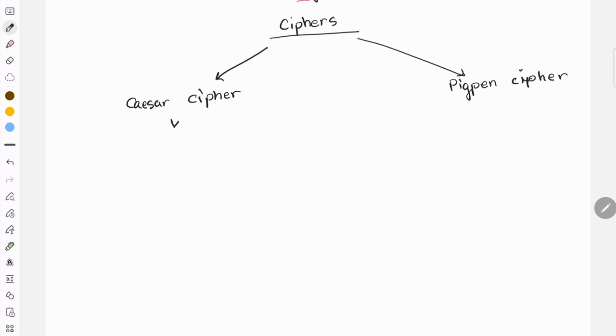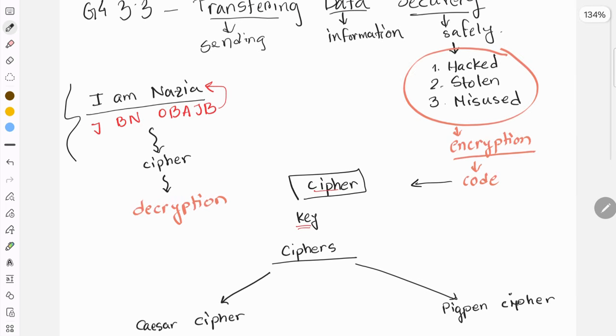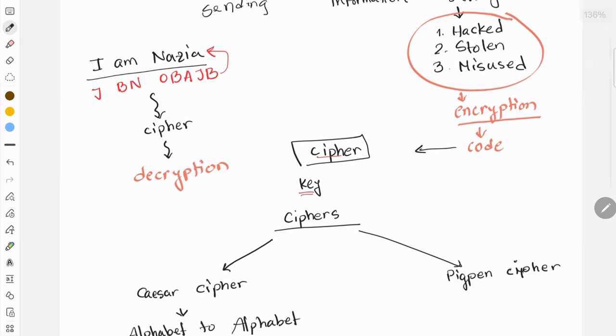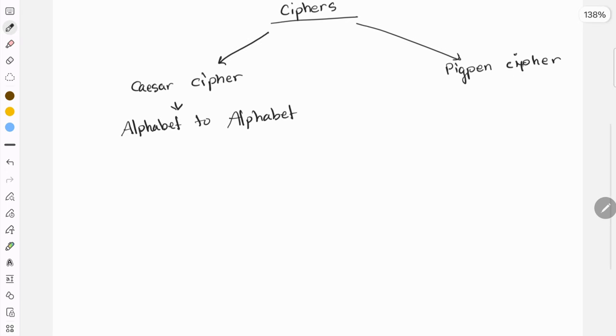So the Caesar cipher is actually an alphabet to alphabet system. What does that mean? It means I will turn my letters into a different letter to make my encryption, just like the one we did over here. It is the same, but it can be different at different times. We will learn that shortly. And the Pigpen cipher is basically a symbol system where we use different types of symbols to make the ciphers.